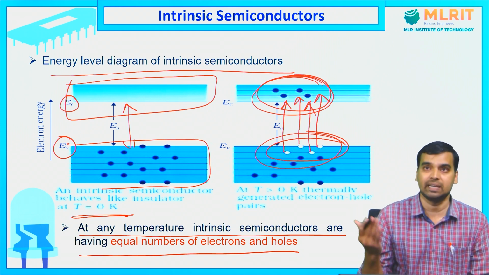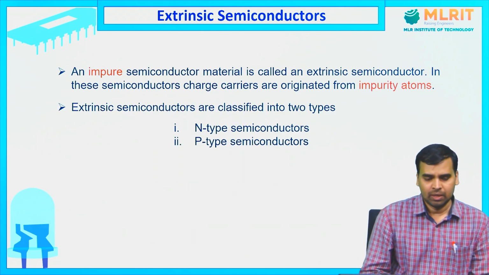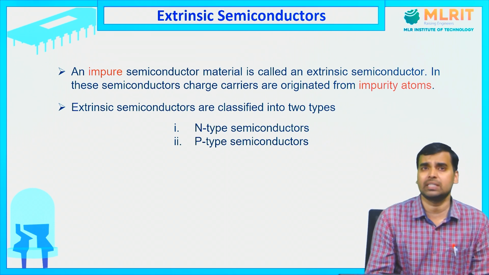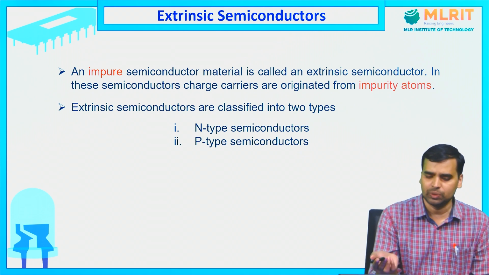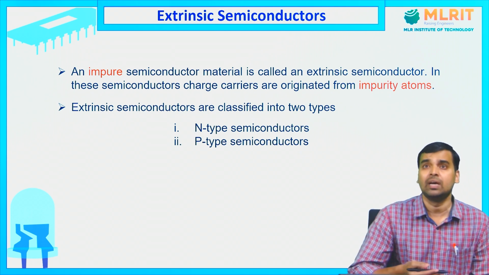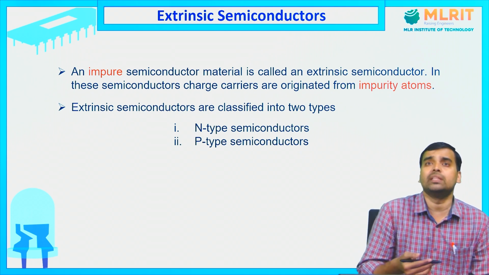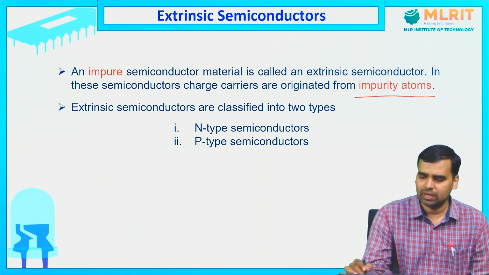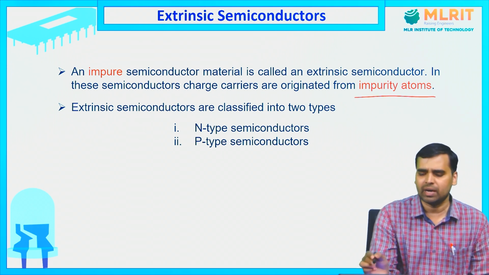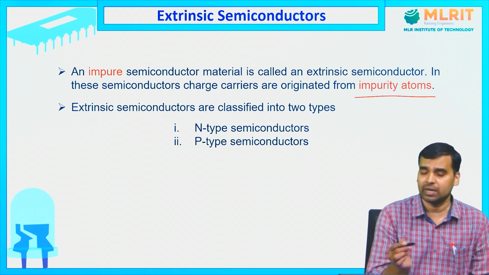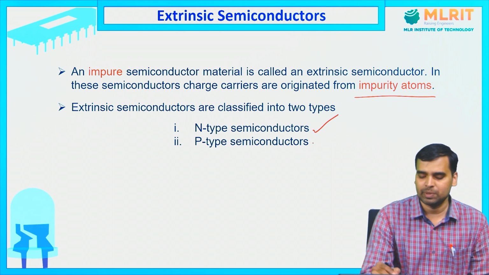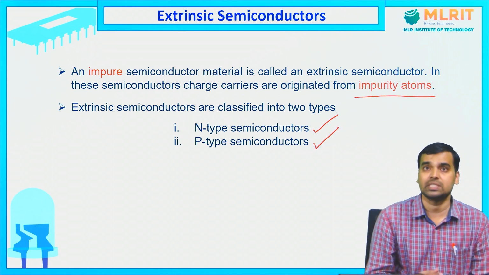I hope it's clear. Now, let us see extrinsic semiconductors. Extrinsic semiconductors are nothing but impure semiconductors. As I told you, in case of extrinsic semiconductors, the electrical conductivity is due to either electrons or holes. By adding some impurity atoms, extrinsic semiconductors are produced. Again, extrinsic semiconductors are classified into N-type semiconductors and P-type semiconductors. Now, let us see what are N-type and what are P-type.